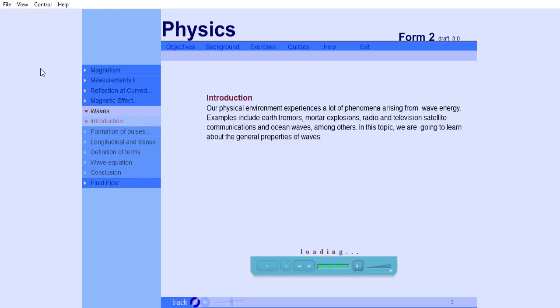Introduction. Our physical environment experiences a lot of phenomena arising from wave energy. Examples include earth tremors, motor explosions, radio and television, and satellite communications and ocean waves, among others. In this topic, we are going to learn about the general properties of waves.